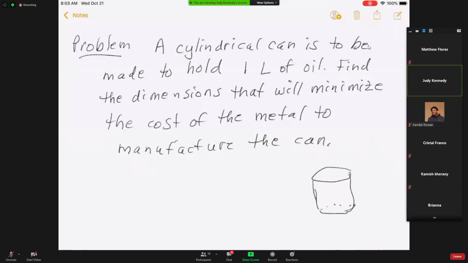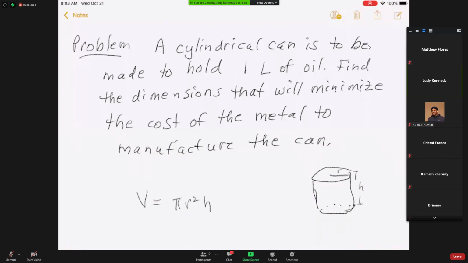Well, what's the volume of a cylinder? And also we need to know the surface area. The volume of a cylinder, well, you've got your radius and you've got your height. And the volume of a cylinder is the area of the top of the can multiplied by the height. So pi r squared h.